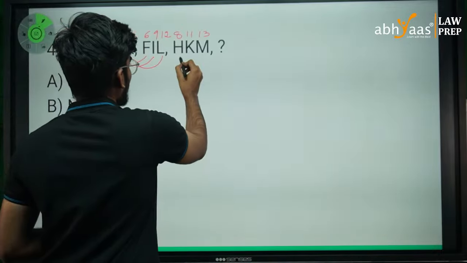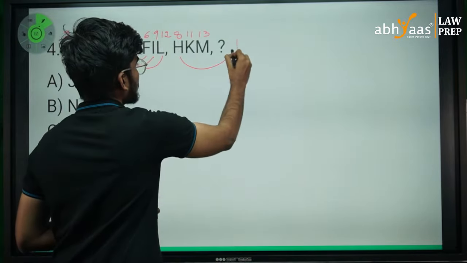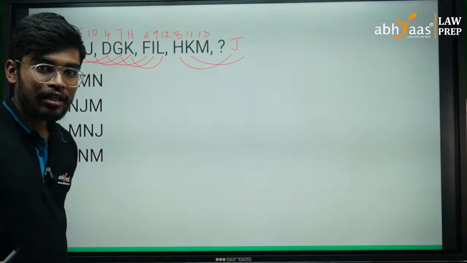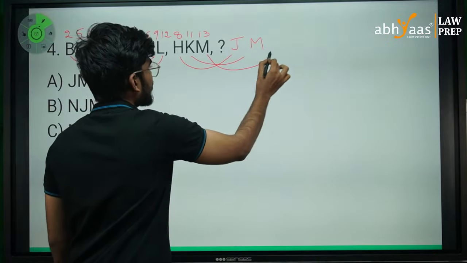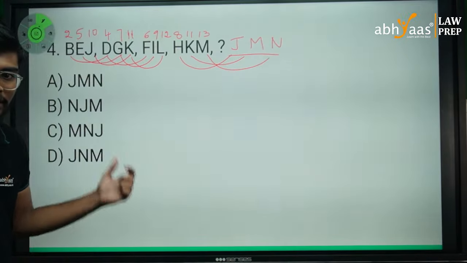So, straight away, 8 plus 2 will be 10. What is the 10th alphabet? The 10th alphabet is J. Similarly, 11 plus 2, what is the 13th alphabet? It is M. Now, this third letter plus 1: M, N. So, the answer is J, M, and N, which is in option A.